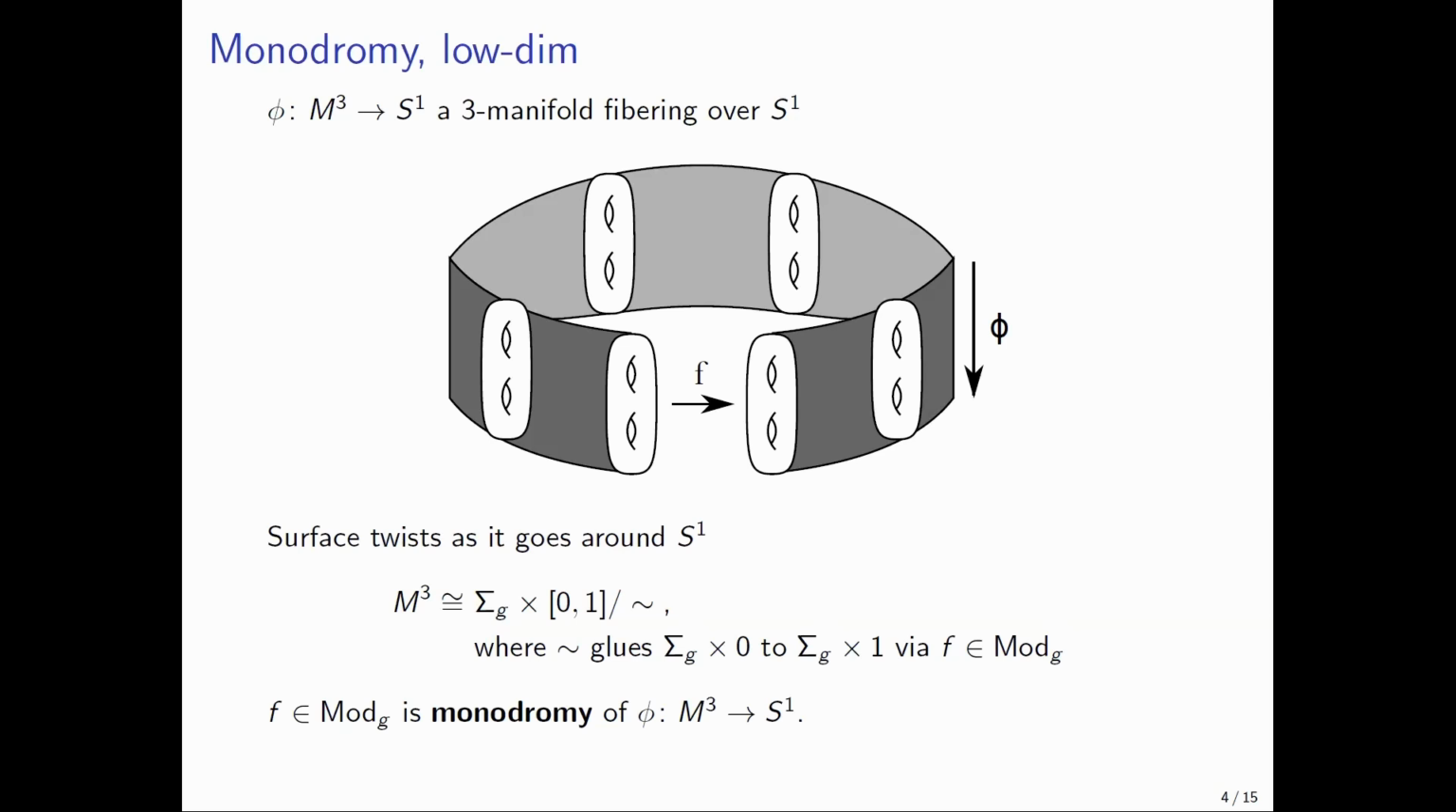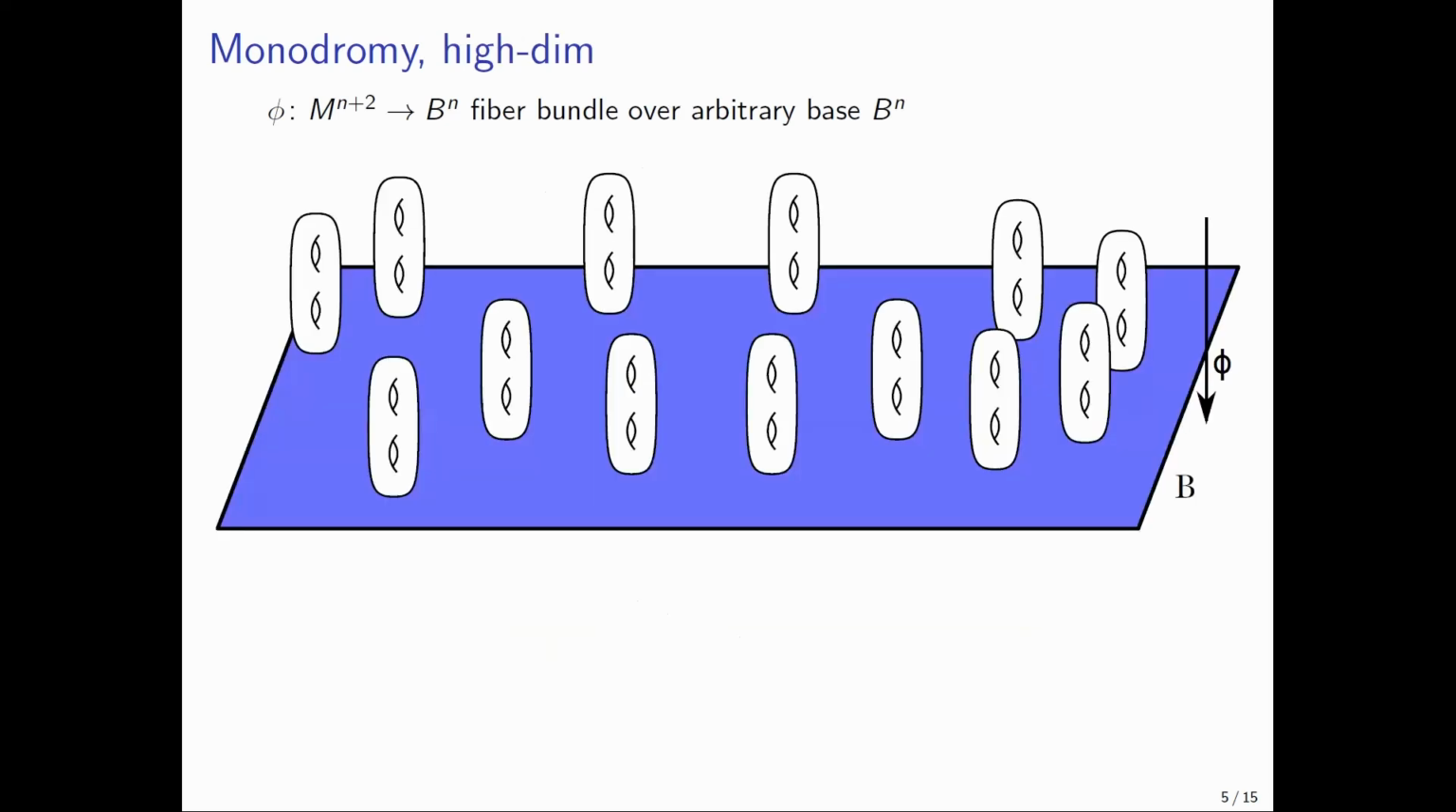What happens in higher dimensions? Well, in higher dimensions, we generalize that. We generalize the circle to some higher dimensional base B^n. The B^n is supposed to suggest that it's a high dimensional manifold, but of course it can be anything. And it looks sort of like this, right? So we have the base B, which I've drawn.